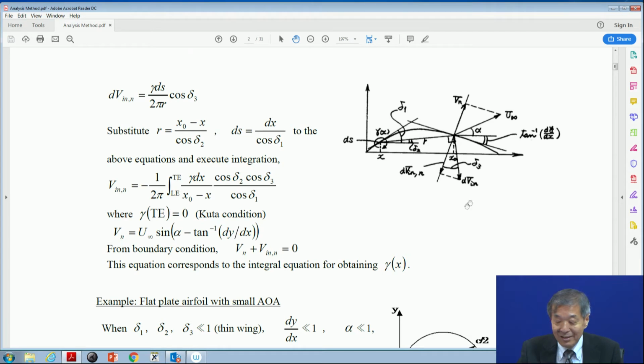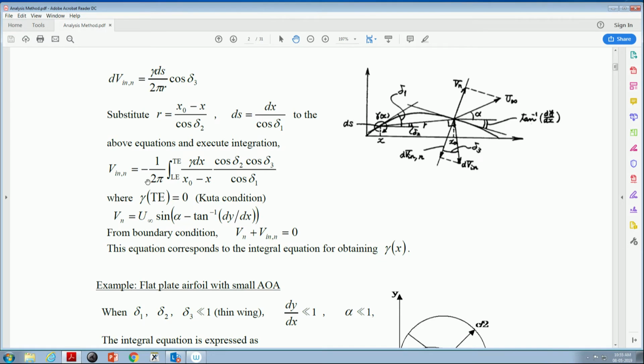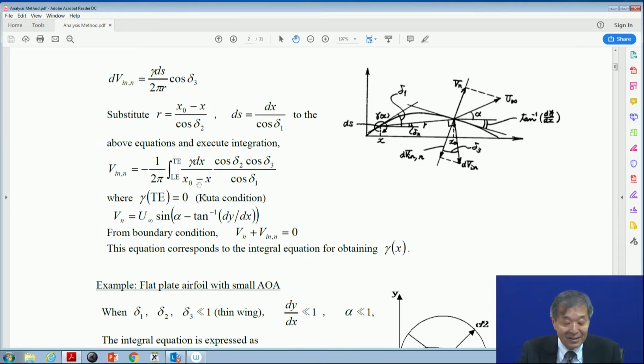And Vn is the normal component of U infinity, so it's expressed like this. So the boundary condition is Vn plus Vin,n equals 0. This equation corresponds to the integral equation for obtaining gamma x. This expression is equal to this expression. The unknown is gamma only, so we can have the integral equation for determining gamma by this boundary condition. So this is a general expression.